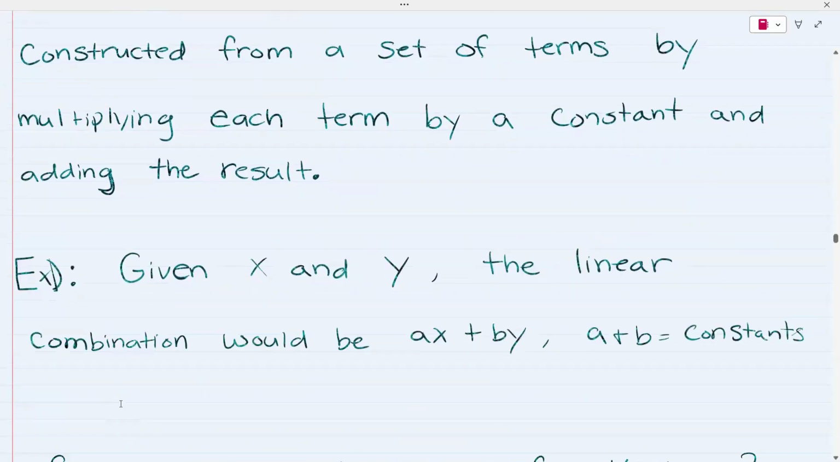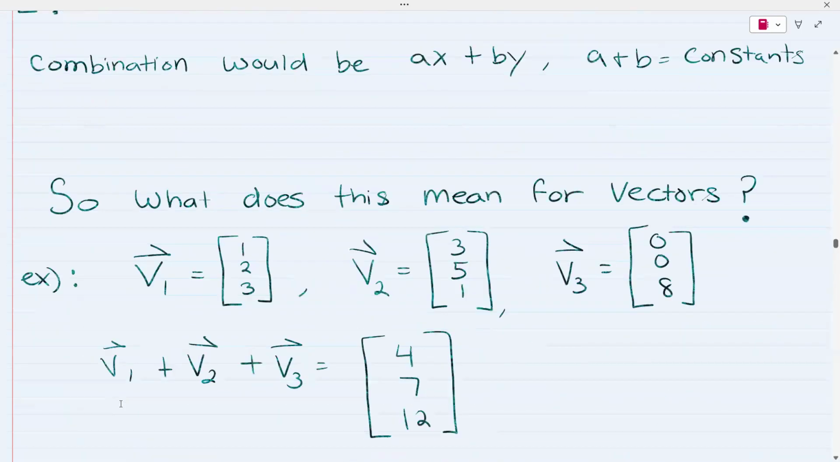So let's do an example. Given x and y, the linear combination would be ax plus by, and a and b are the constants. So what does this mean for vectors?